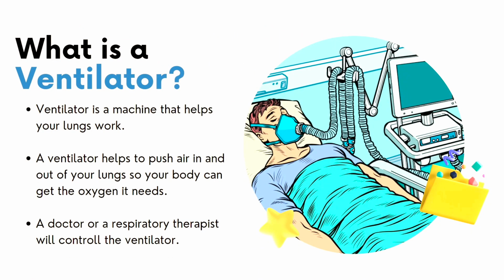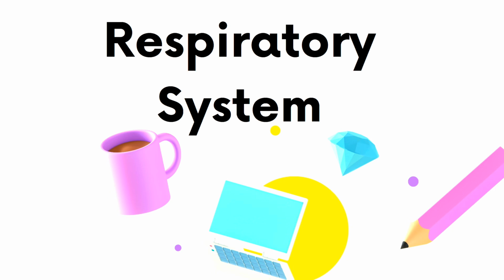What is a ventilator? A ventilator is a machine that helps your lungs work. It helps to push air in and out of your lungs so your body can get the oxygen it needs. A doctor or a respiratory therapist will control the ventilator. Now we're going to focus on the respiratory system.